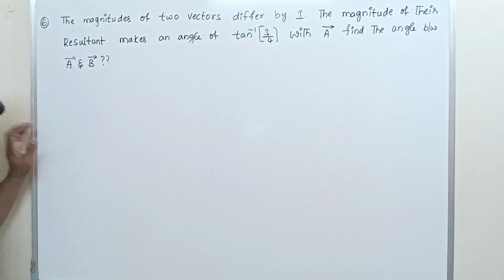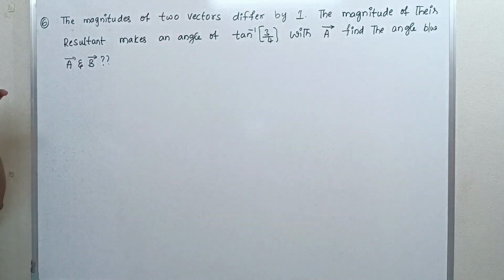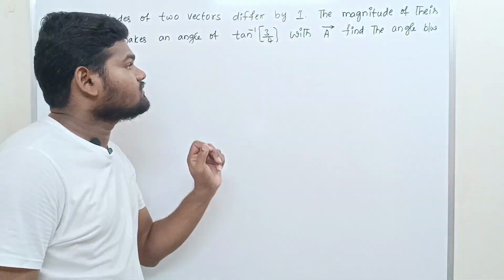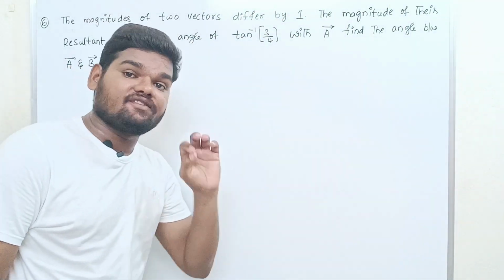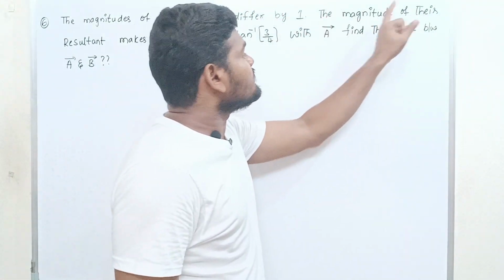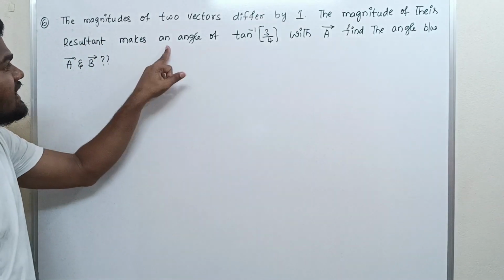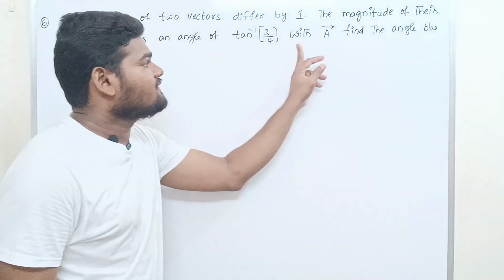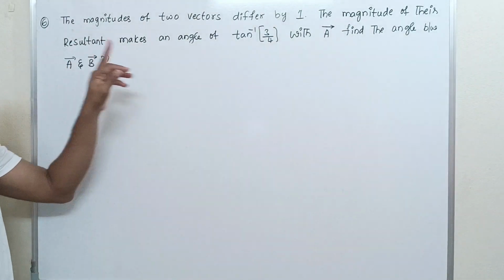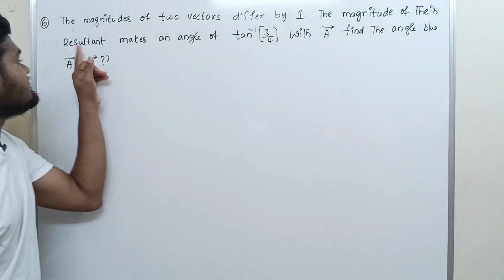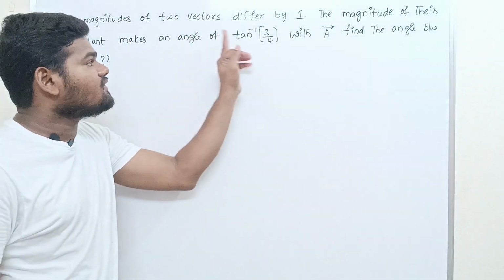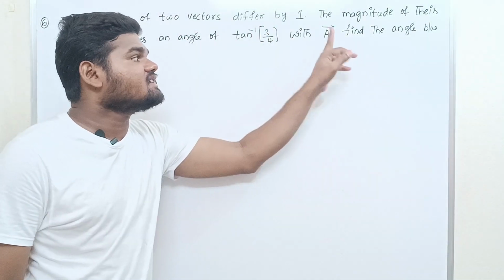Right. So have a look. This is the given question. What are they asking? The magnitudes of the two vectors differ by 1. The magnitude of the resultant makes an angle of tan inverse of 3 by 4 with A bar. So what is given? The resultant makes an angle of tan inverse of 3 by 4 with A bar.